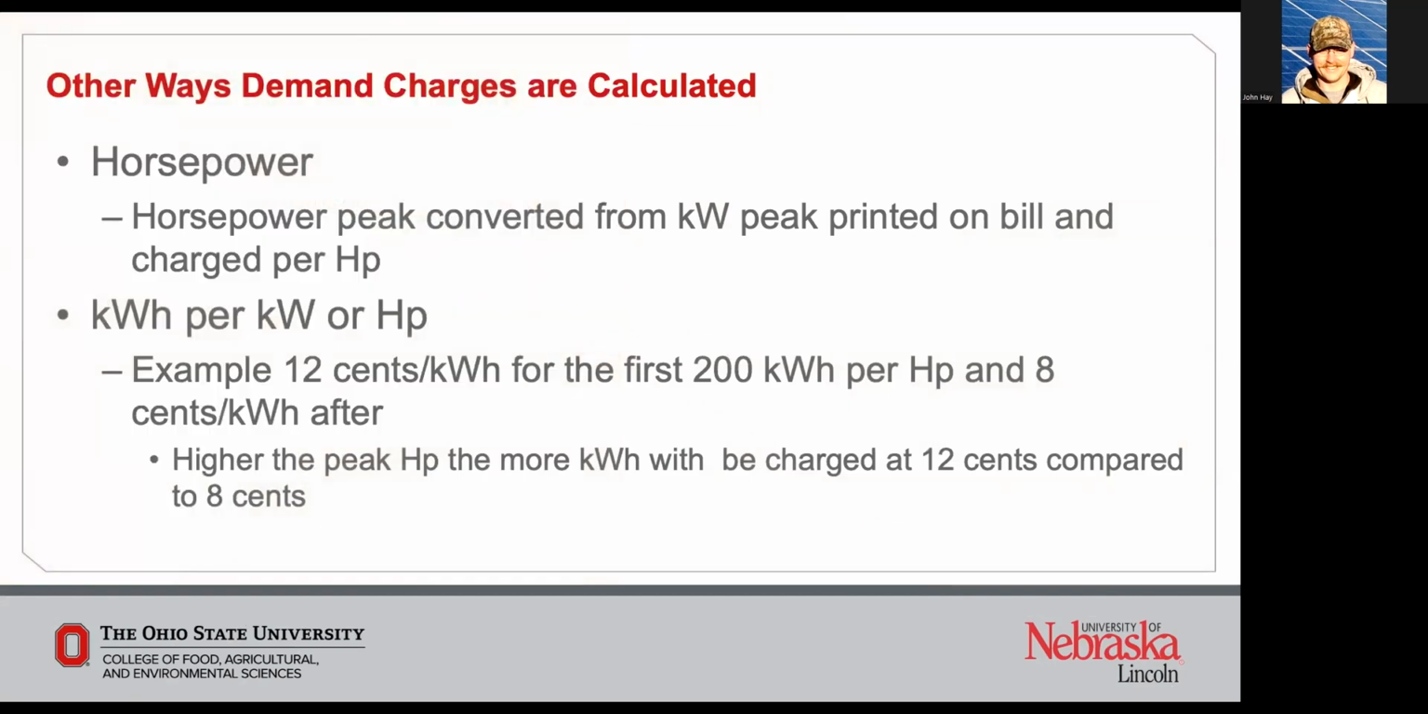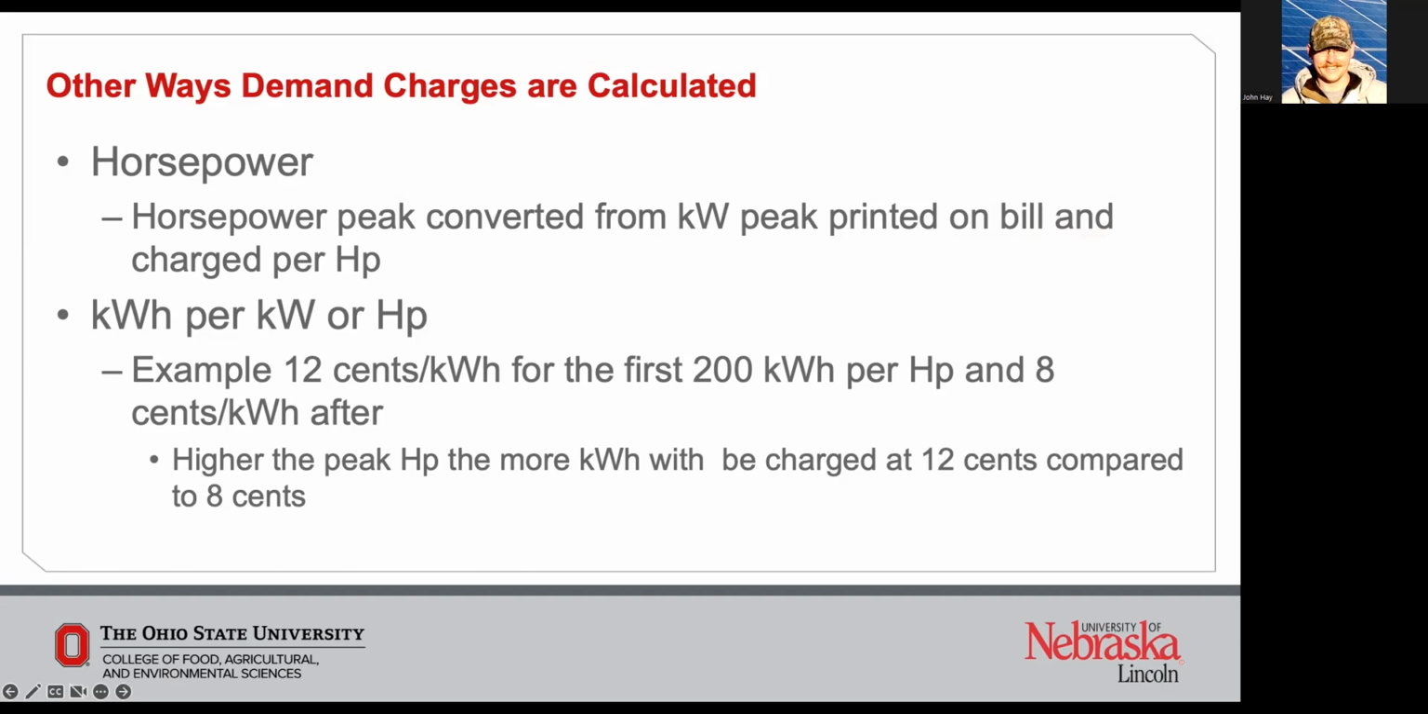I just wanted to chat a little bit about all the different ways that demand charges are sometimes calculated, because I don't want to give you the impression that every utility does it the same. They all do it very differently. The one that we see in Nebraska quite a bit is demand charges based on horsepower, not based on kW. But the reality is they are based on kW. They simply have measured the kW with the meter, and then they've converted it on the bill to horsepower.